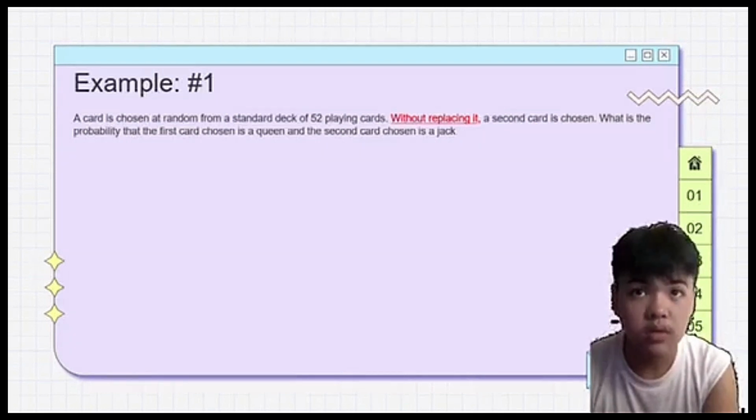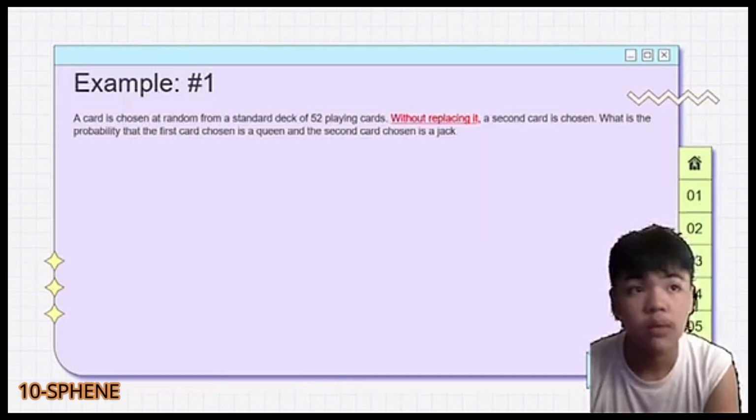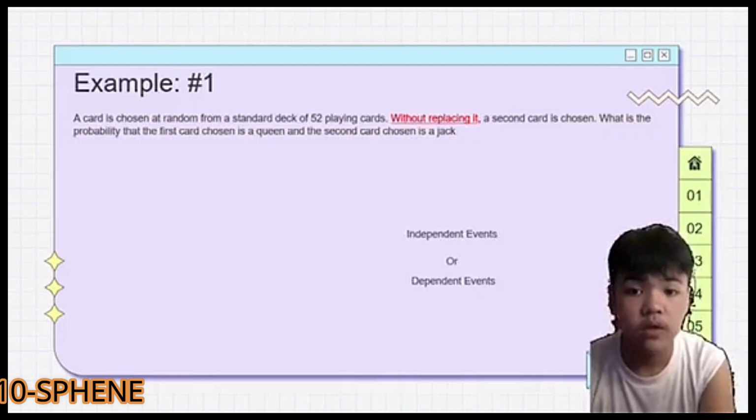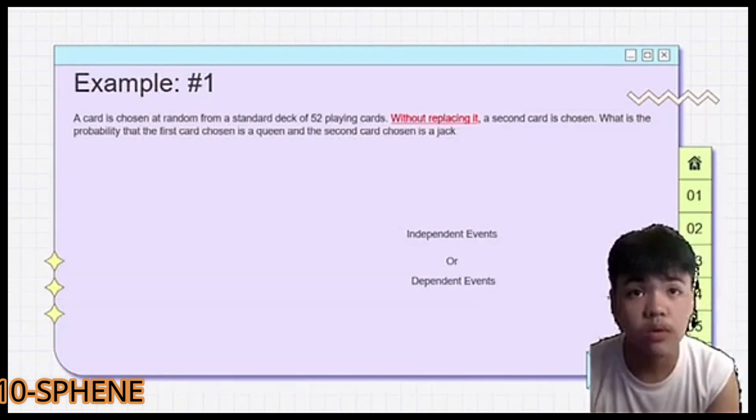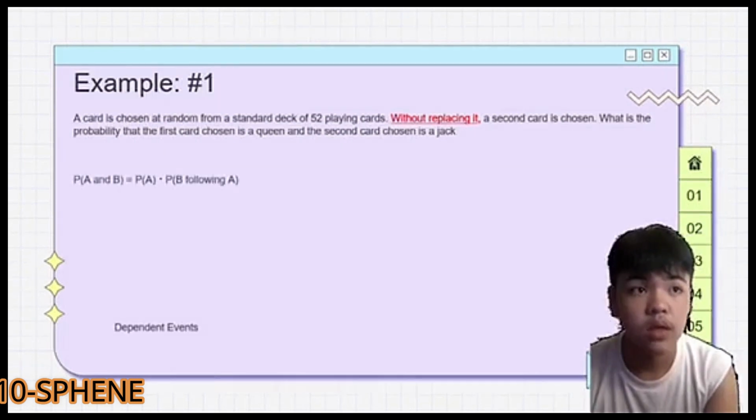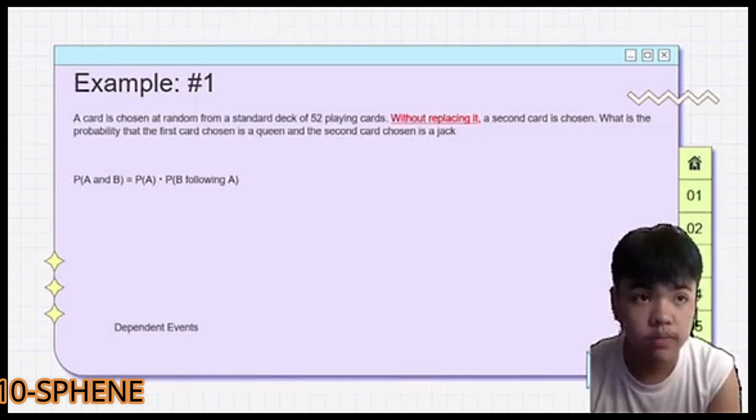Example number 1. A card is chosen at random from a standard deck of 52 playing cards without replacing it. A second card is chosen. What is the probability that the first card chosen is a queen and the second card chosen is a jack? So this is a dependent event because of the words "without replacing it." So our symbol is P. Probability of A and B is equal to probability of A times probability of B following A.